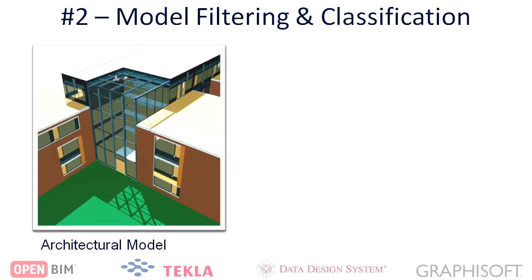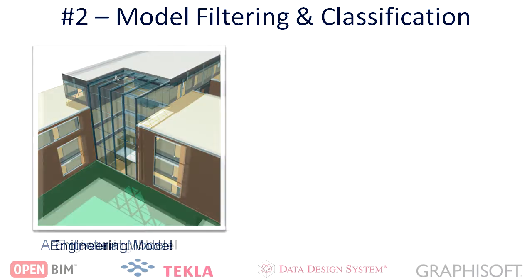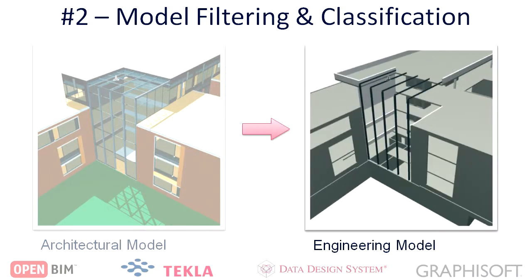The second concept of Open BIM collaboration is based upon model filtering and classification. The BIM model being shared with other disciplines should always meet the requirements of the receiving party. For instance, the structural or MEP engineer may not need the entire architectural model for their work, only relevant elements and information. Here, model filtering ensures that only relevant elements are sent to the other party, while model classification ensures that the information sent will be perfectly interpreted by the recipient.